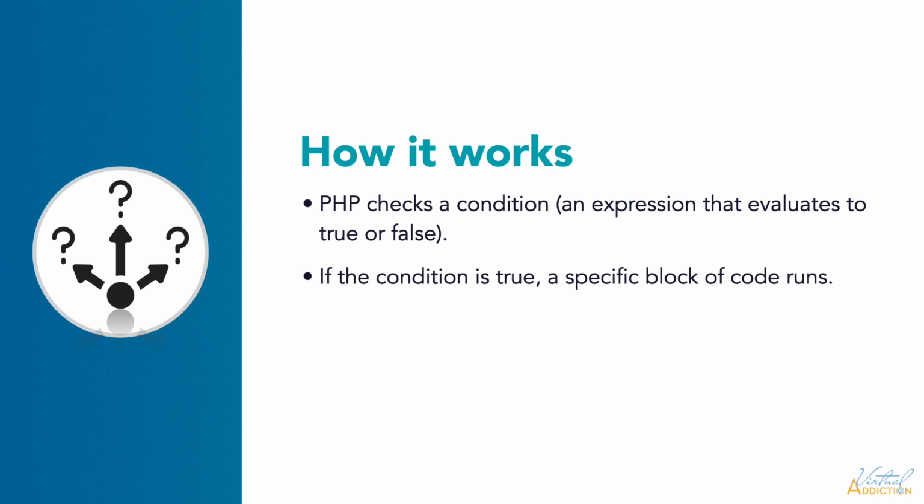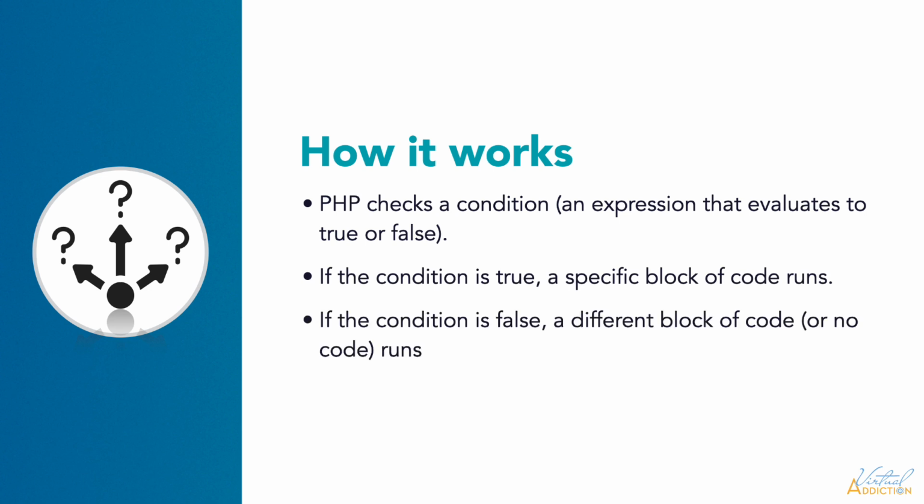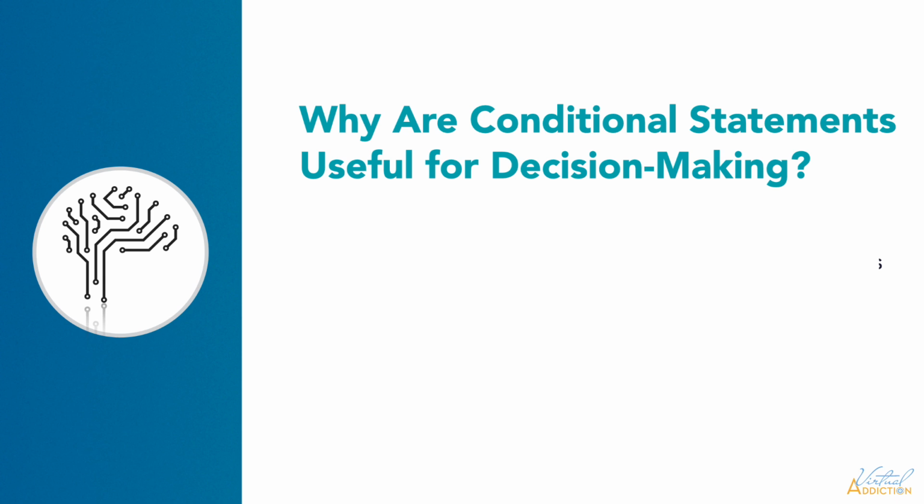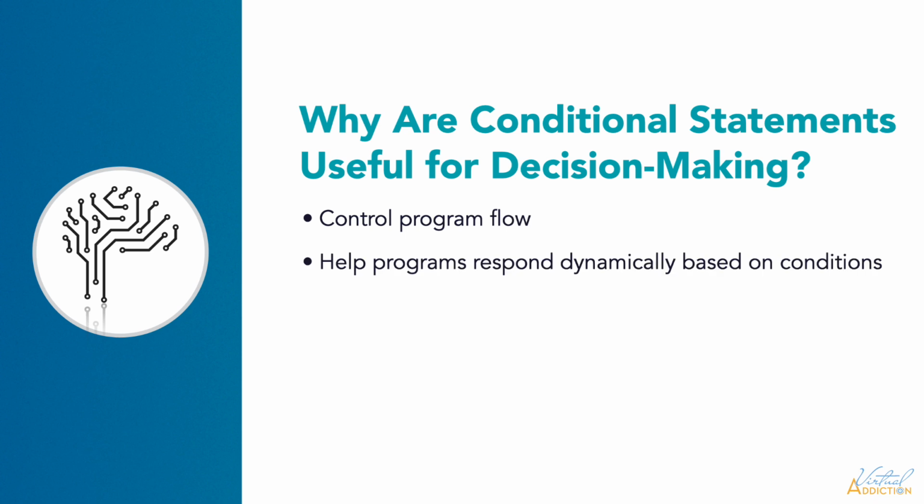If the condition is true, a specific block of code will run. If the condition is false, a different block of code, or no code at all, will run. Conditional statements are useful in decision-making because they help to control the program flow. They will also respond dynamically based on conditions.